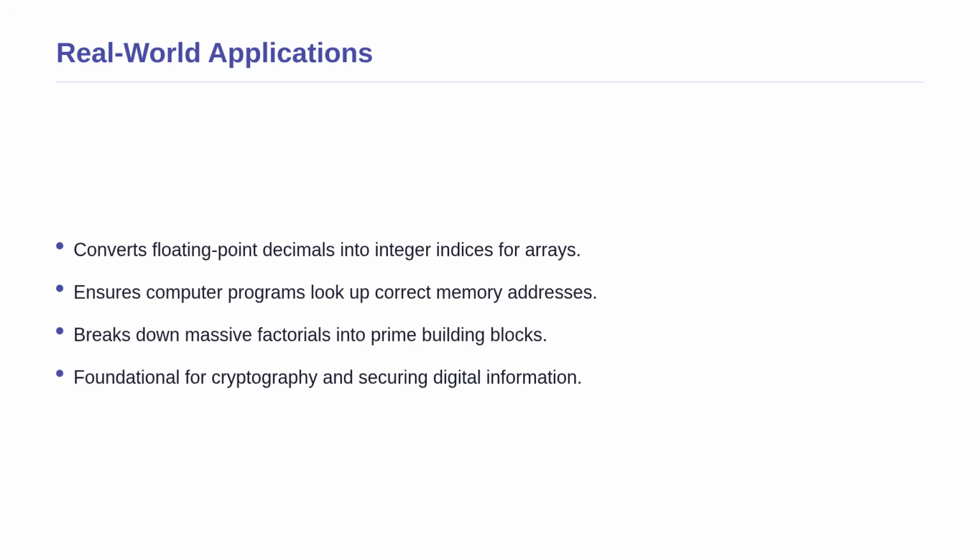Now that we have used this formula to solve a complex problem, let us look at why this matters in the real world. The greatest integer function is incredibly important across many fields beyond pure mathematics. In computer programming, it is used constantly. When a program calculates a position, it often gets a floating point decimal. But memory addresses must be exact integers. The floor function converts these decimals into valid integer indices for arrays, ensuring the program looks up the correct data.